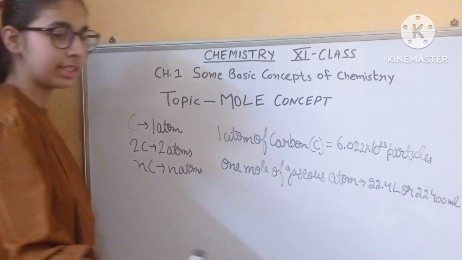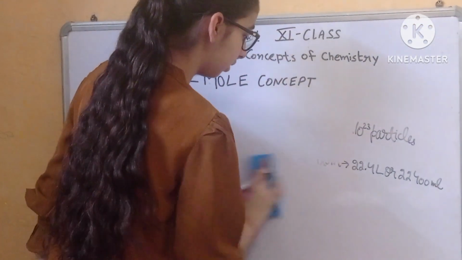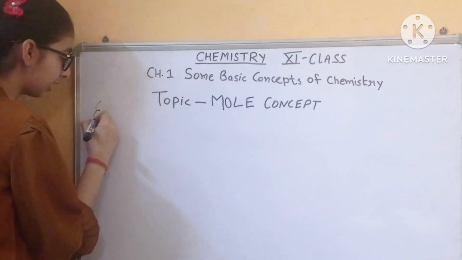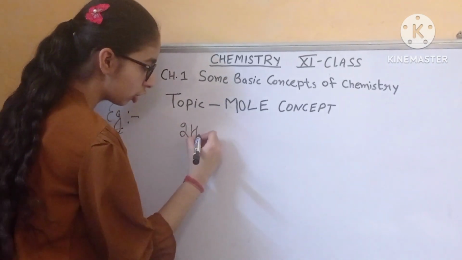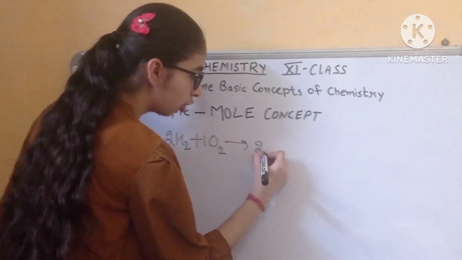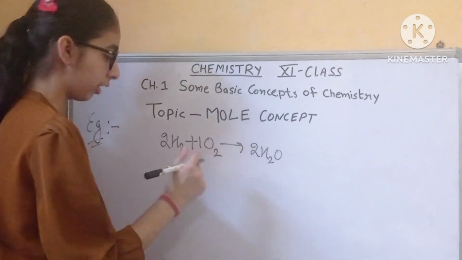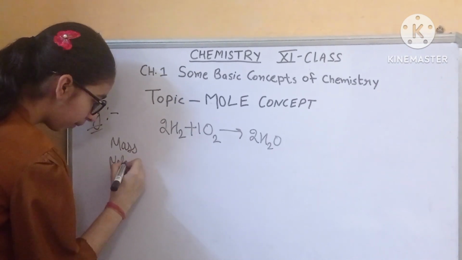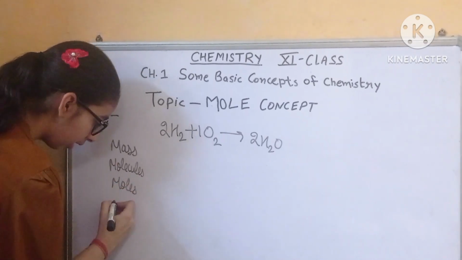Now I want to give you one example, the example of water. We write 2 moles of H2 plus 1 mole of O2 give rise to 2 moles of H2O. This is hydrogen, oxygen and water. We consider mass, molecules, moles and volume.